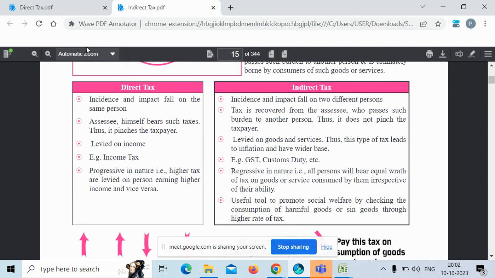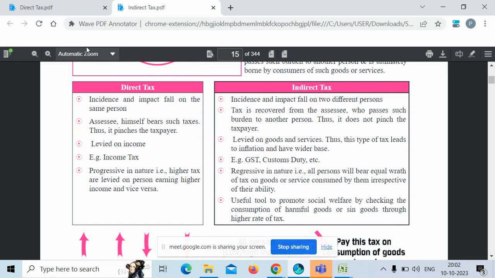In a tabular form, they have distinguished: incidence and impact fall on the same person, incidence and impact fall on two different persons. The assessee himself bears such taxes, thus it pinches the taxpayer. Tax is recovered from the assessee who passes such burden to another person, thus it does not pinch the taxpayer. Levied on income, levied on goods and services, thus this type of tax leads to inflation and has a wider base. So I guess all the 3 points which we discussed are covered by us. Example: income tax, example: GST and custom duty.